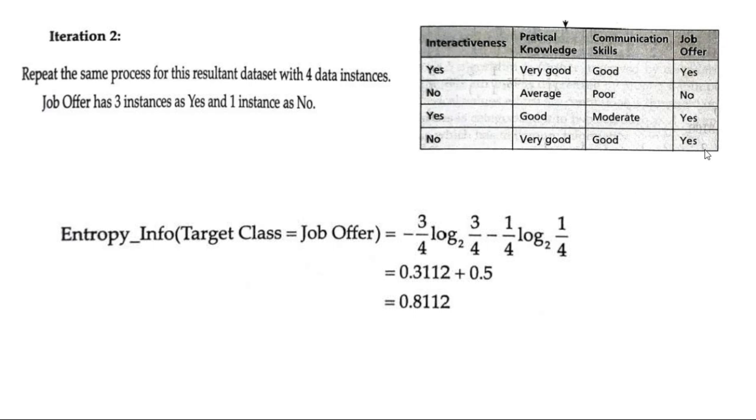How many yes are there? 3 yes. How many no's are there? 1 no. So minus 3 by 4 log 3 by 4 to the base 2, minus 1 by 4 log 1 by 4 to the base 2. 3 is because there are 3 yes, 1 is because there is only 1 no. Remember this calculation, to the base 2 it is, please divide by log 2. So you get the entropy information like this, 0.8112.